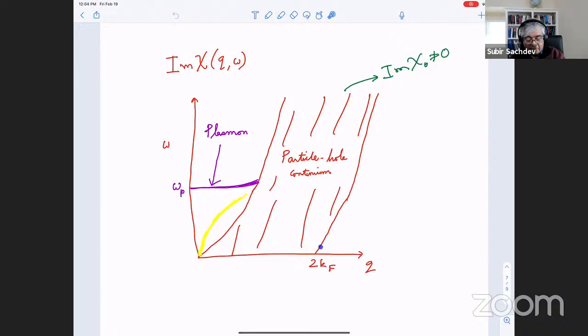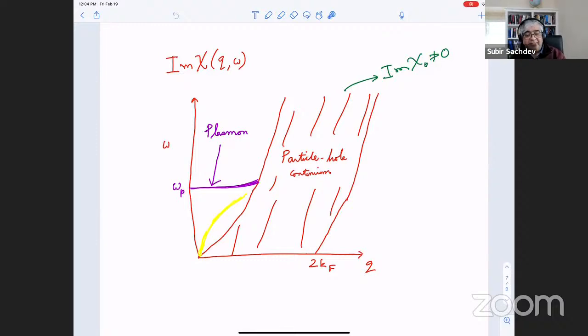And the fact that zero energy excitations end at 2kF also has an important consequence. It leads to Friedel oscillations, which means the density oscillates with the wave vector 2kF. And this is in fact one of the best ways today of measuring 2kF.